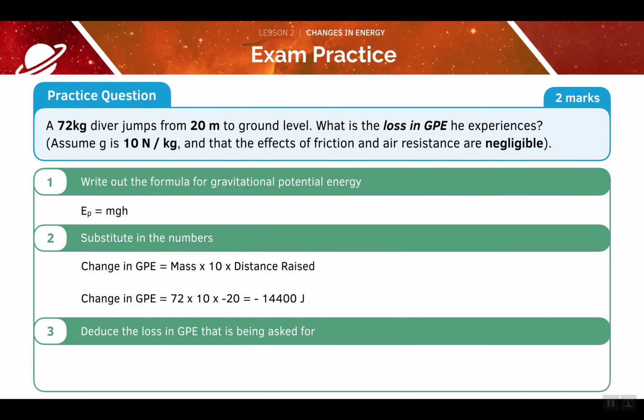Now for the third part of the question. We need to deduce the loss in GPE that is being asked for. In this instance, we've already worked out the number that we need to write. However, that was a negative number since we are assuming that going upwards would be positive and downwards would be negative. Since the question is only asking us for the loss in GPE, we can simply write the number 14400 as a positive value.